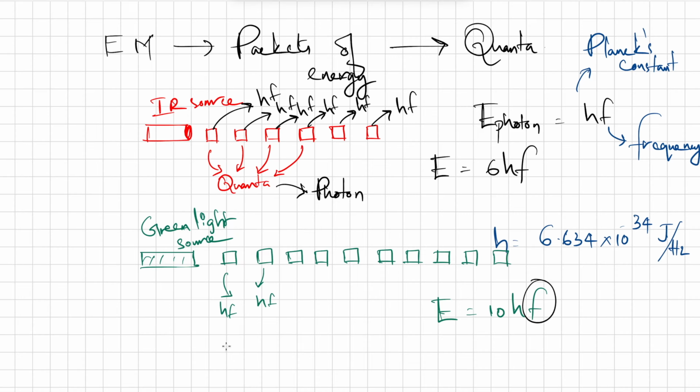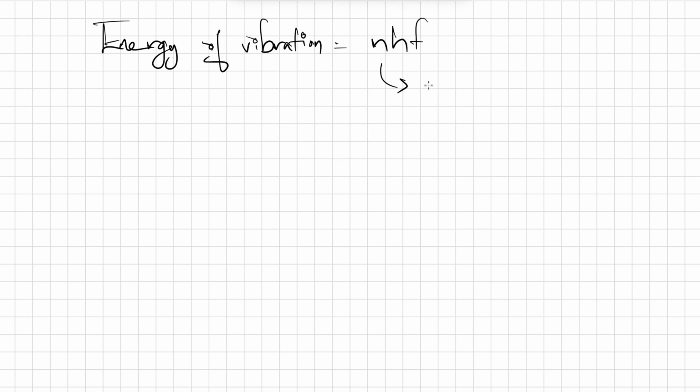These light sources emit radiation by vibrating their atoms. So how do you write the general equation for the energy of vibration? Energy of vibration is equal to nhf, where n is a whole number: 0, 1, 2, 3, etc. h is Planck's constant, and f is the frequency of vibration.